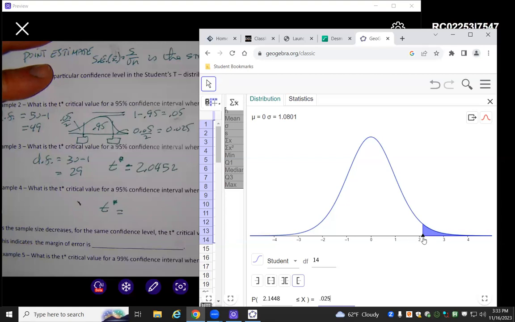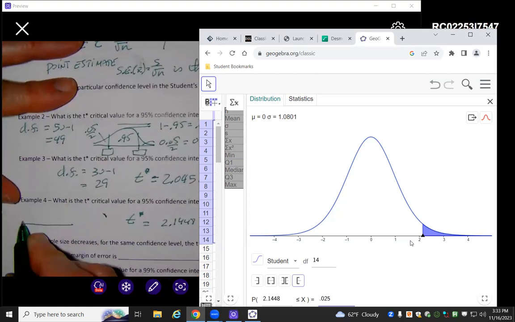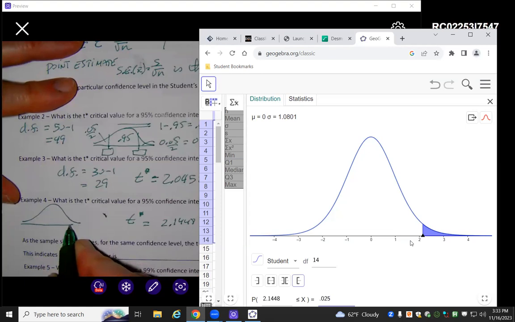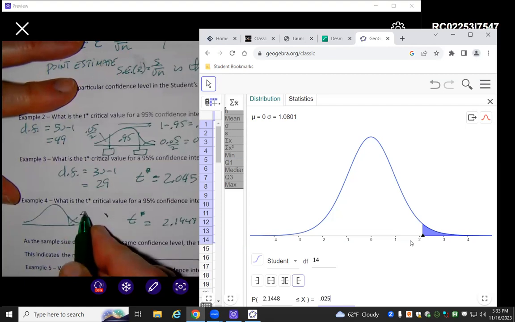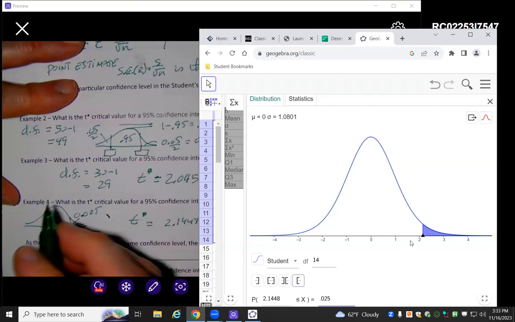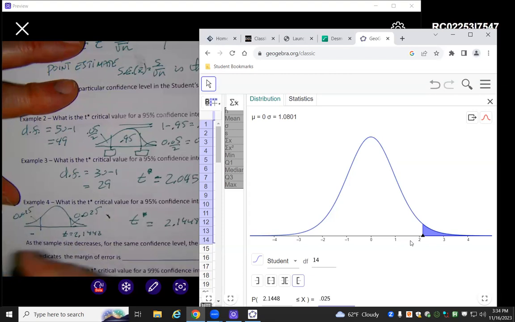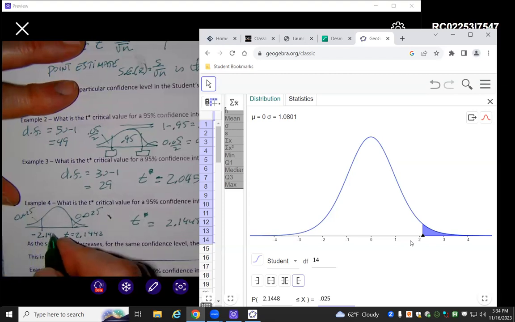So it's just this point right here. So t critical is 2.1448, and I'm going to just draw this so we can understand what's happening. I'm going to exaggerate this, but this is 0.025, and then t is 2.1448. And again, if I did go to the other side and said 0.025, this would be negative 2.1448. Okay.